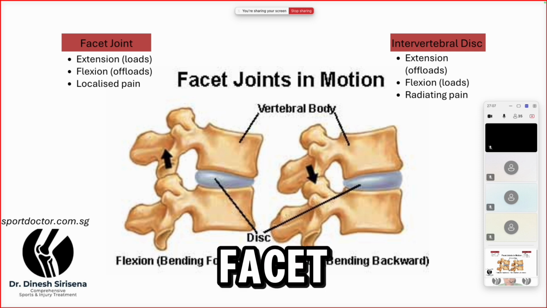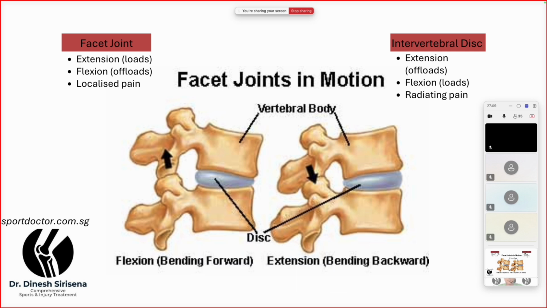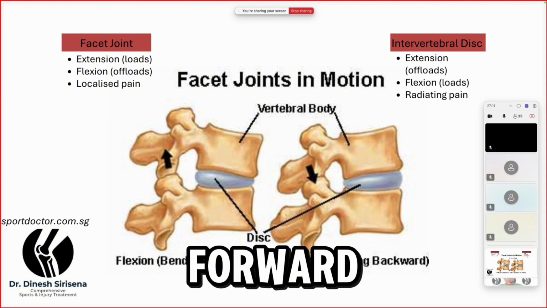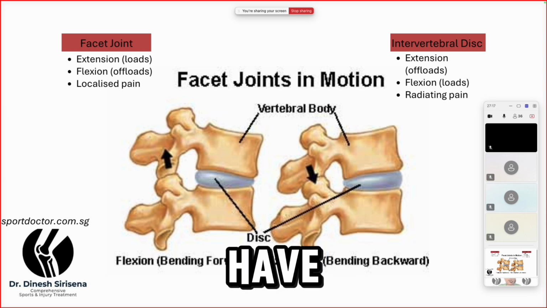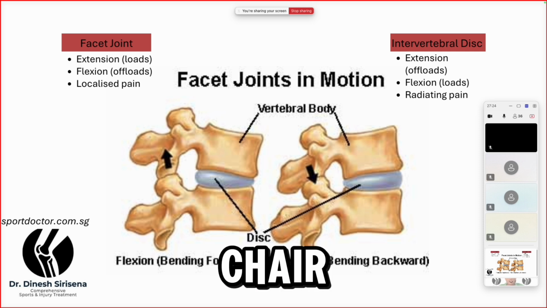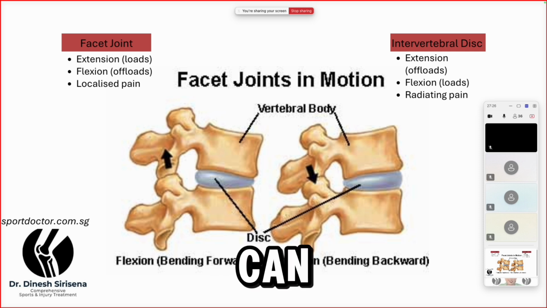In the facet joints, you typically get pain with extension, and when you bend forward, you typically offload them. You will often find patients who have facet joint related pain. They'll come in and they're sort of in this stooped position, or they'll be using their arms to get out of the chair. There can be localized pain as well, but there can also be radiation.